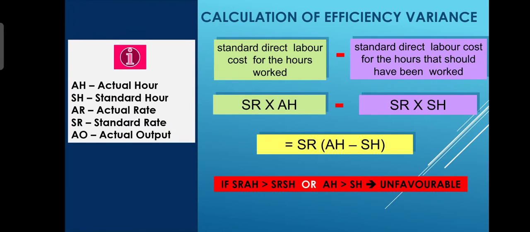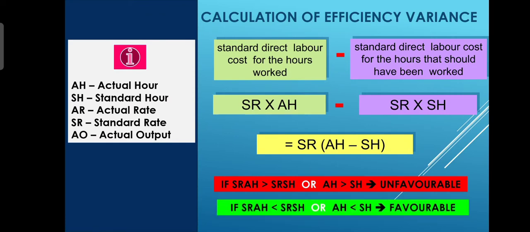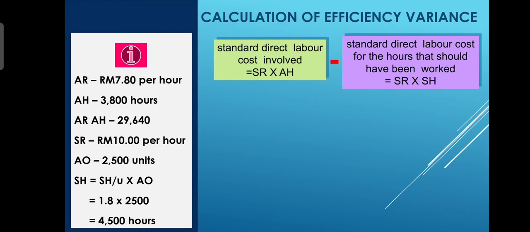If SRAH is more than SRSH or AH more than SH, your variance is unfavorable. If SRAH is less than SRSH or AH is less than SH, your variance is favorable. Calculate the efficiency variance by using the same question given just now. SRAH minus SRSH.